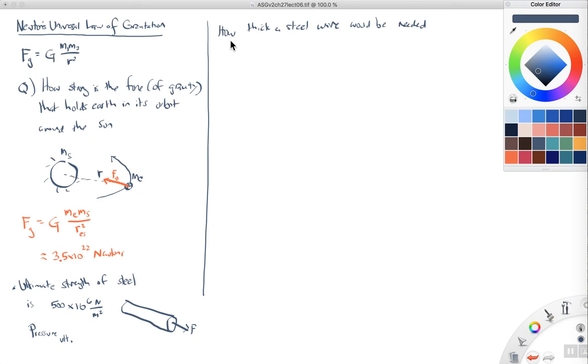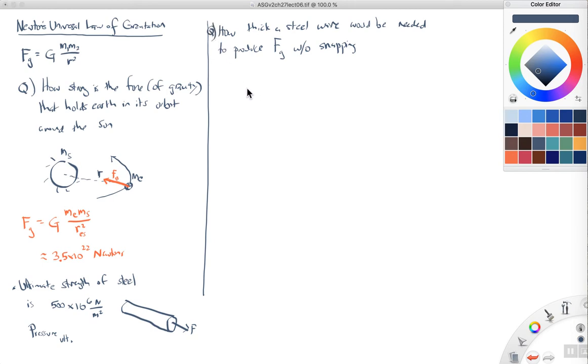To produce this same gravitational force without snapping. You know, some force equal to this is going to need to be applied to hold this in orbit, but how thick would that steel wire have to be so that it wouldn't snap in producing that force? Well, to answer that question, so here's the question.